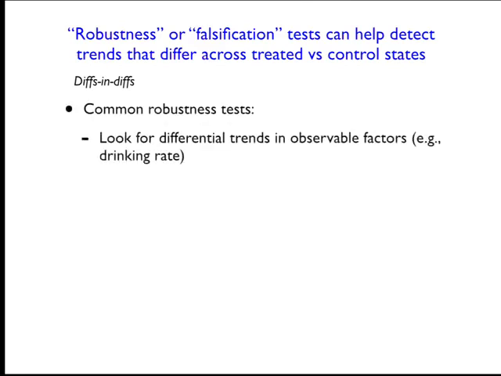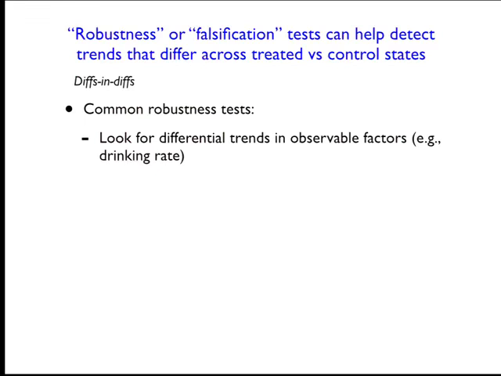So one thing that people will do is look for whether or not there's a differential trend between treated and control states in observable factors. For example, the drinking rate, as I said, is something that we can get data on, right? So what you could do is examine whether drinking rates are changing differently over time in treated states versus in control states. And the argument there would be, if there are these differential trends, then maybe you'll see them show up in the observable factors, the things you actually have data on, things like drinking rates.